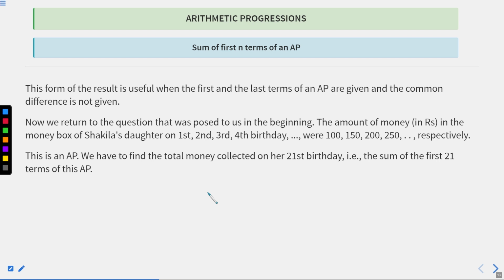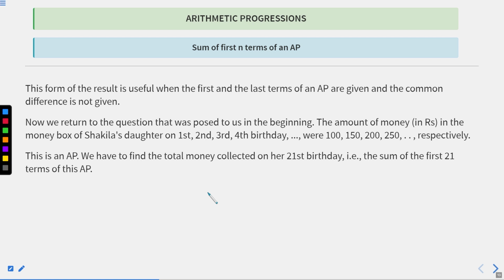Okay, so now we return to the question that was posed to us in the beginning. That is, the amount of money in rupees in the money box of Sakila's daughter on her first, second, third, fourth birthday, and so on, were 100, 150, 200, 250 and so on respectively. So this is an AP. So we have to find the total money collected on her 21st birthday. That is the sum of the first 21 terms of this AP.